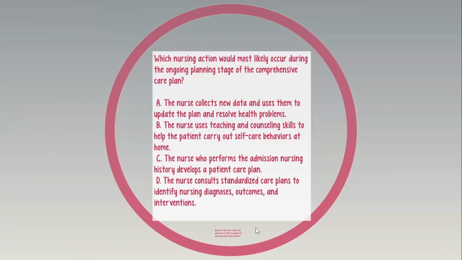Let's do a little knowledge check here. Which nursing action would most likely occur during the ongoing planning stage of the comprehensive care plan? So think of the ongoing planning stage, which was the second type of planning that we've talked about. Is it A, the nurse collects new data and uses them to update the plan and resolve health problems? B, the nurse uses teaching and counseling skills to help the patient carry out self-care behaviors at home? C, the nurse who performs the admission nursing history develops a patient care plan? Or D, the nurse consults standardized care plans to identify nursing diagnoses, outcomes, and interventions?